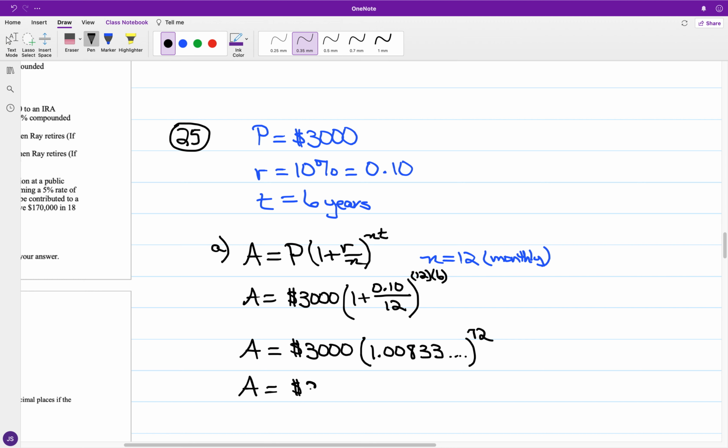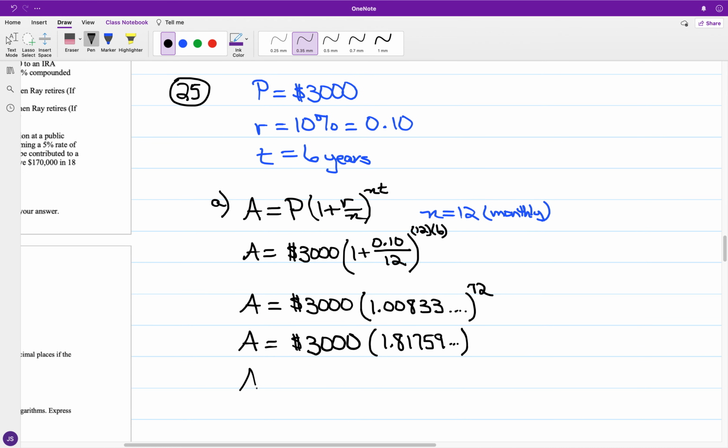Okay, so here we have $3,000. For this decimal, just let it carry on out and raise it to the 72nd power. Now we'll have a number that's a little bit over 1.8, and among the first digits we have 1.81759. Multiplying by $3,000, we have right at $5,452.78.